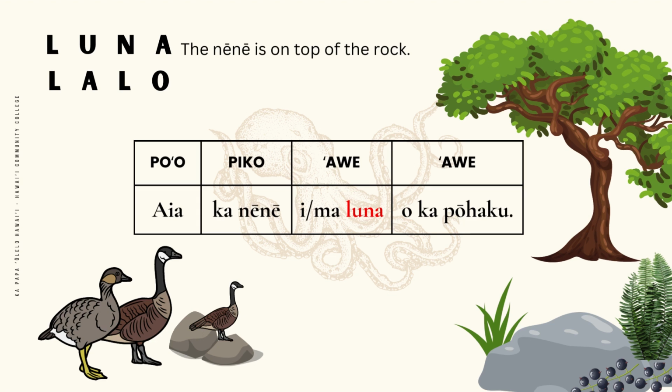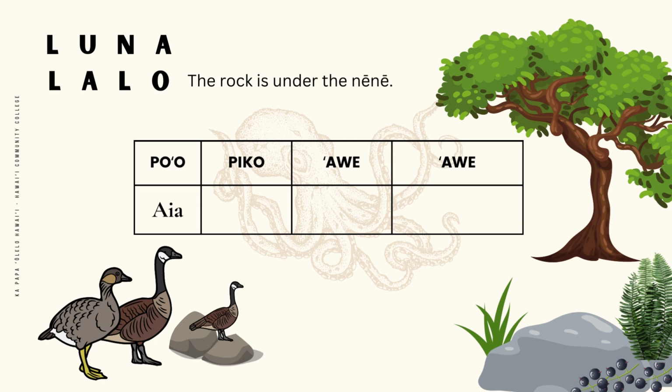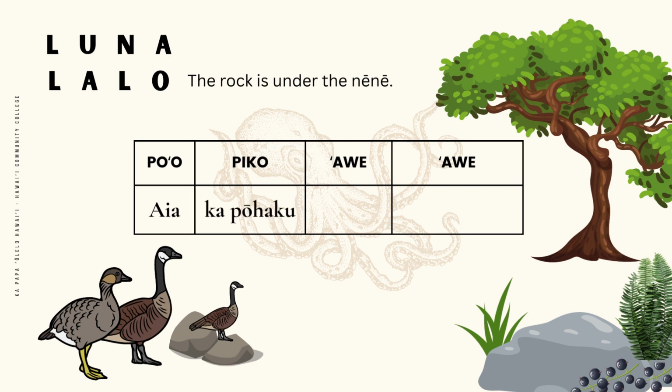Now let's use lalo. The rock is under the nene. This is a pepeke henua, so we'll start the sentence with aya. Heaha ka piko. The piko is the rock. Ka pō haku. Heaha ka ave mua. What is the first ave? Under. This one may be a little tricky for beginning language speakers. Let's use the same ami we used for luna, I or ma. The ave, therefore, is I or ma lalo.